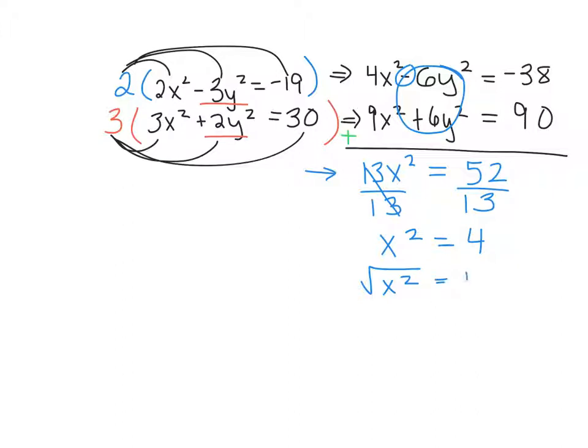And when we take the square root of the 4, we're going to put a plus minus sign next to it. So the square root of x squared is x, and the square root of 4 is a positive 2 or a negative 2.